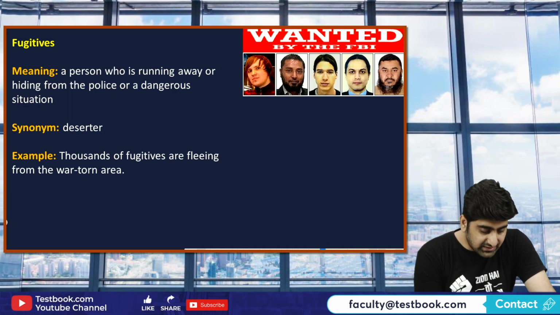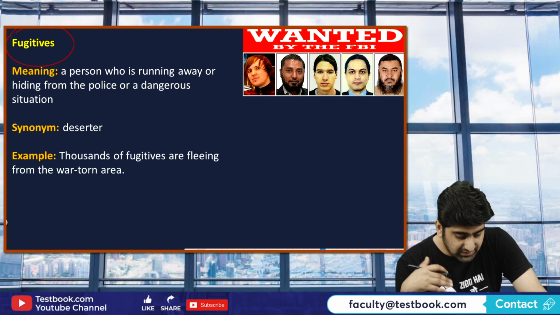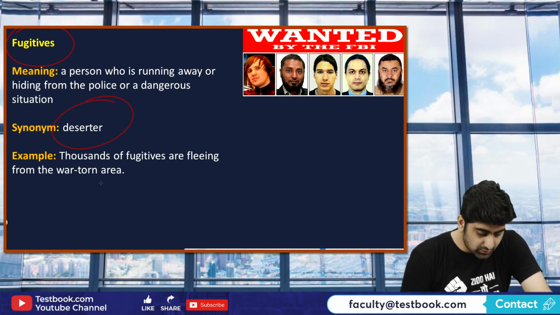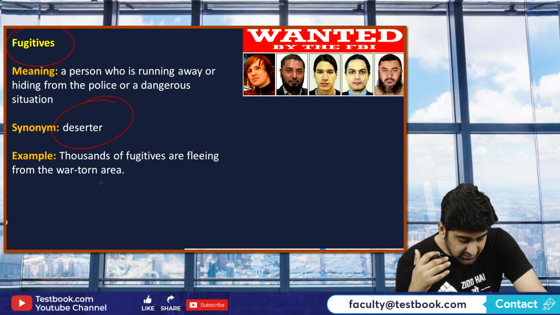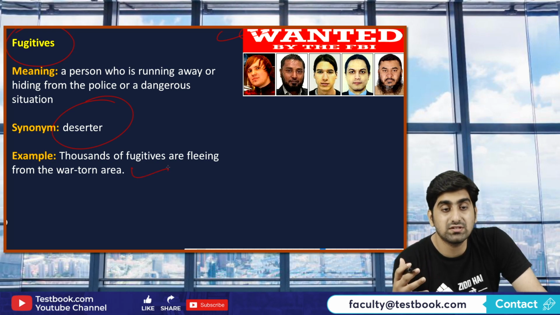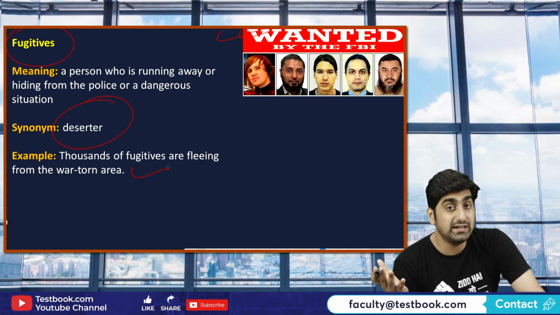And now we have the next word as fugitives. That basically means a person who is running away or hiding from the police or a dangerous situation, wanted, as you call it. It is a negative word, so I guess deserter is the correct word as a synonym. Thousands of fugitives, meaning wanted persons, are fleeing from war-torn areas.